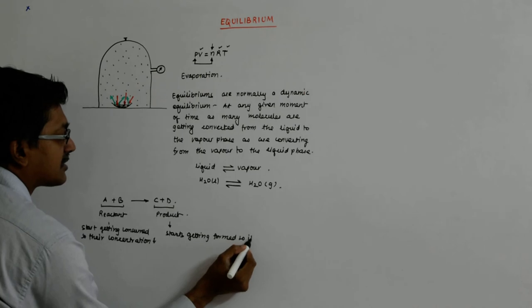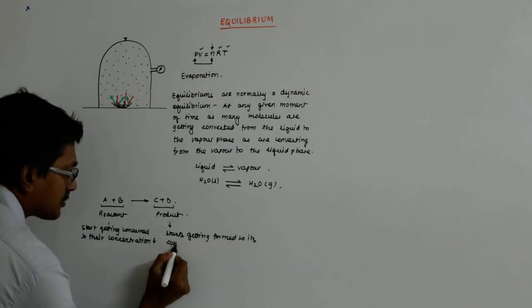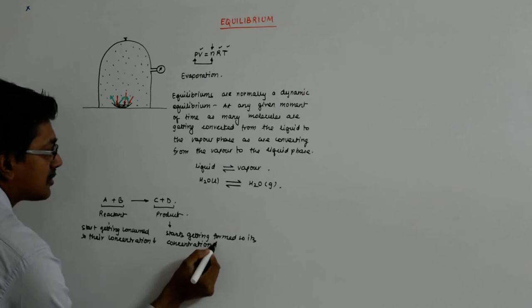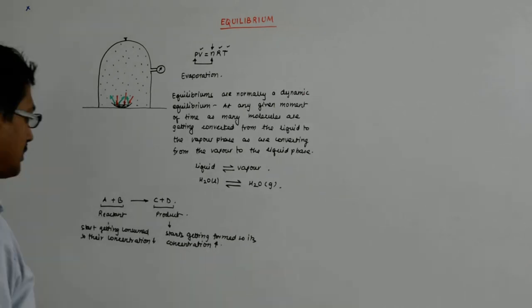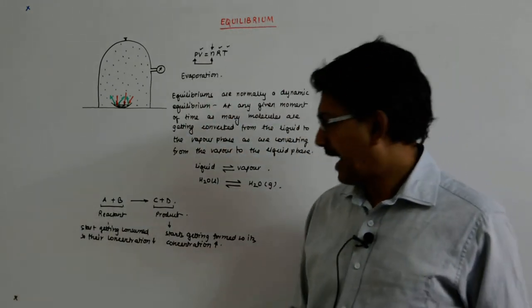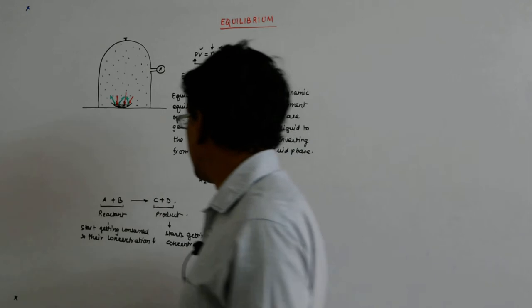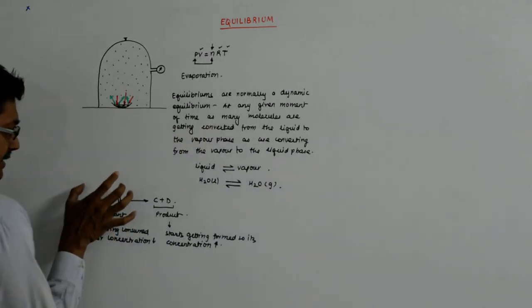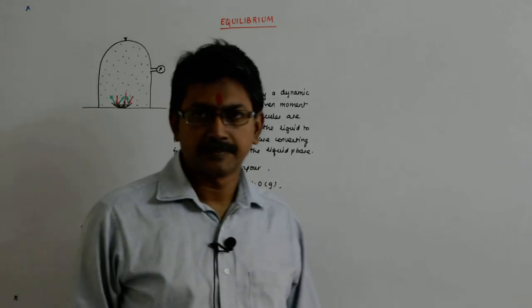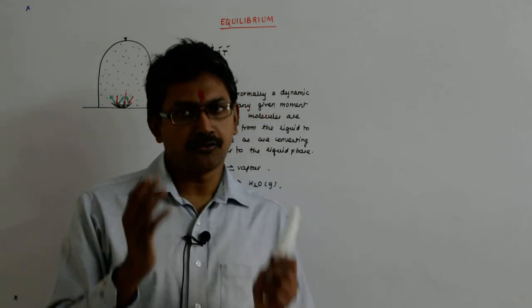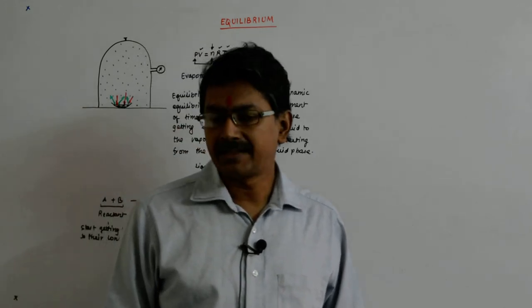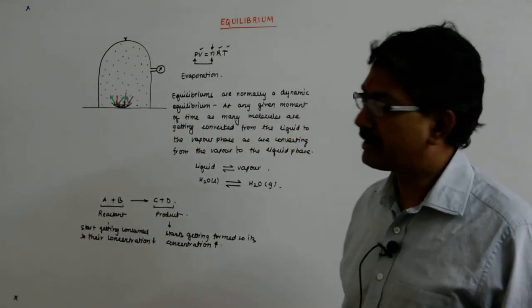so its concentration goes up. Okay? So the concentration of the product goes up, and a time will reach when we'll find that this and this, they have become a constant. Okay? Now to us it looks like a static equilibrium again, but it is not a static equilibrium.